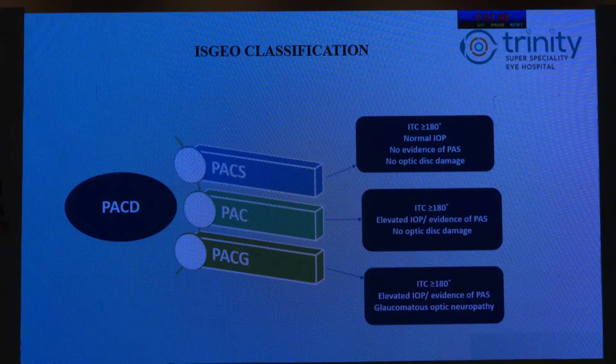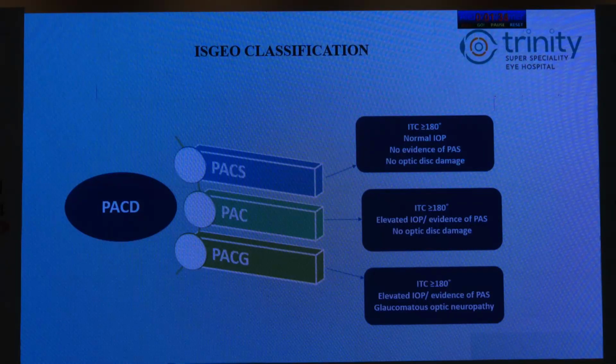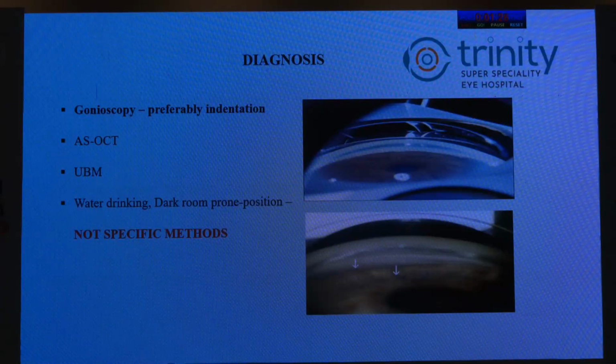Now, as per the International Society of Geographical and Epidemiological Ophthalmology, we usually have 3 subtypes which we follow in clinical practice. An ITC, that is iridotrabecular contact of 180 degrees with normal features, other than that, is suspect. With an elevated IOP or evidence of PAS, it is angle closure. With optic disc changes, then it is angle closure glaucoma.